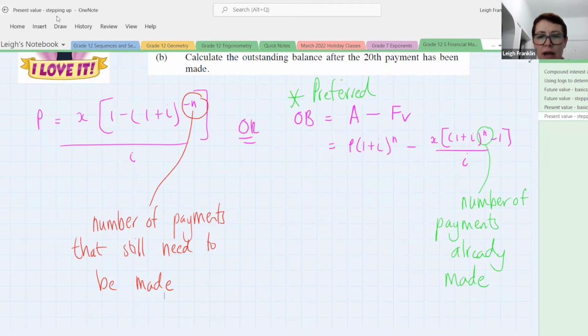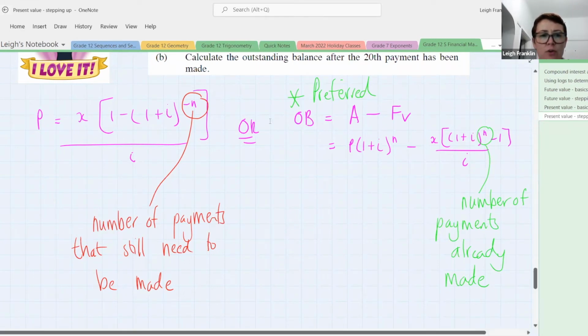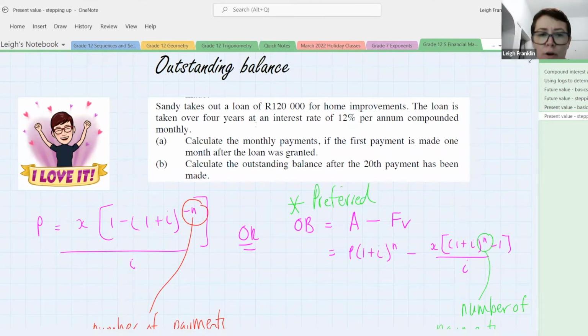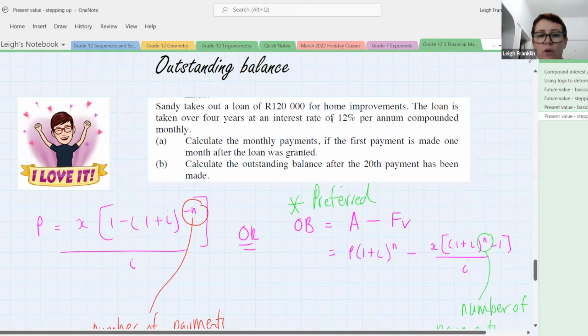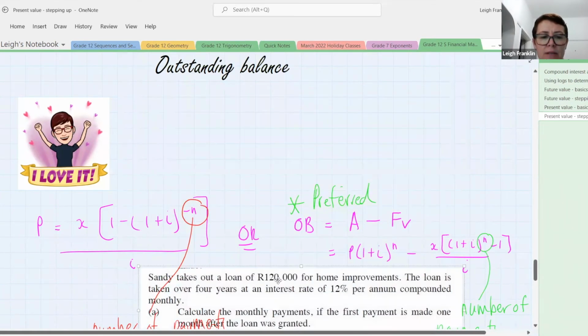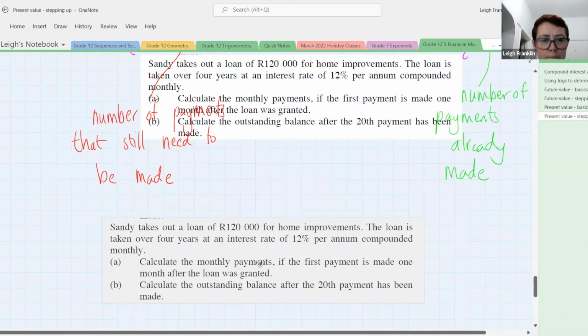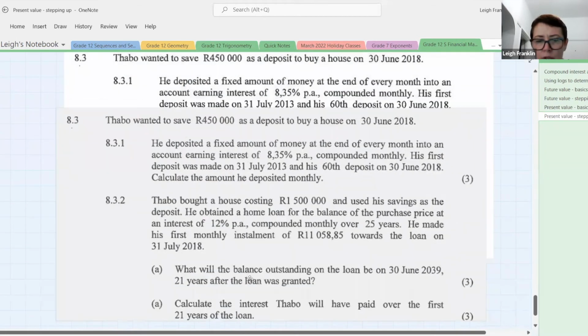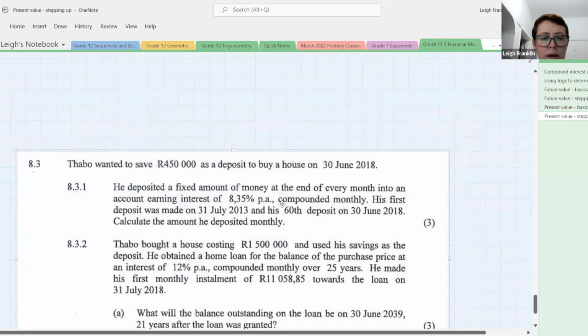So if we have a look at the example that I have given you over here, Sandy takes out a loan of 120,000 Rand for home improvements. The loan is taken over 4 years, so they tell us how long it is for, at an interest rate of 12% per annum compounded monthly. Calculate the monthly payments. Oh, that's our exam question. So let me just move this down and out the way.